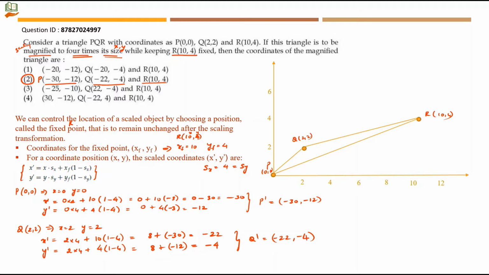If you take option 1, you have wrong coordinates here, so we can rule it out. If we take the third one, you have wrong coordinates here and even a minus is missing here. In the fourth option, a minus is missing in both the cases. So 1, 3 and 4 are wrong.